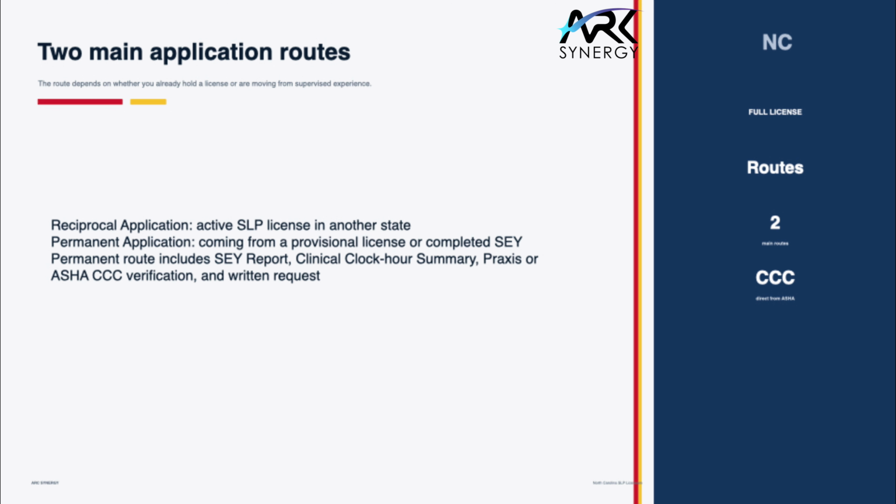If you are an SLP that just finished their CF and you're applying for a permanent license for the first time, if you completed your CF year in another state, they will require the CFY report to be completed with your supervisor. That would go over your clinical clock hour summary, the Praxis, and if you have applied for an ASHA CCC, and a written request for permanent licensure in addition to the standard documentation.